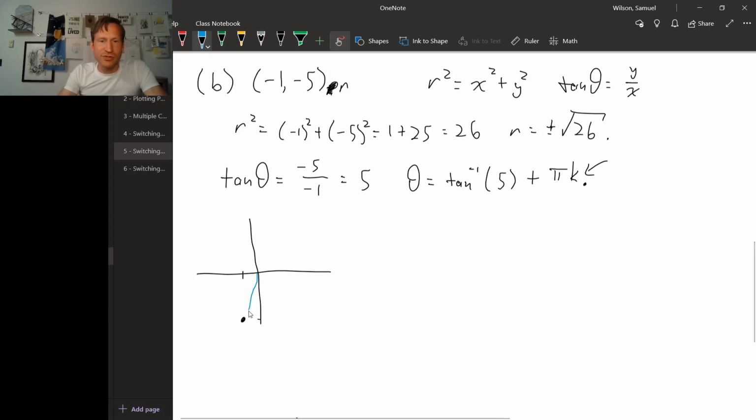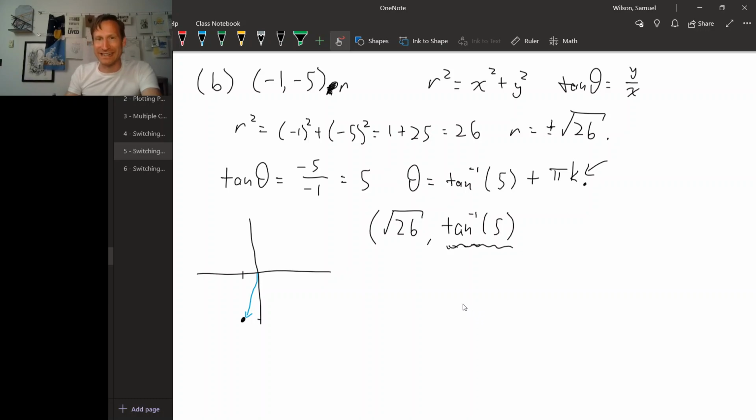So if we choose the positive r value, square root 26, our positive value for r. Well, to figure out, we're going to start with inverse tangent of 5. And then the question is, do we need to add pi to this before we add 2 pi k? To figure that out, we need to know what quadrant inverse tangent of 5 is in. Now remember, inverse tangent gives you an angle from minus pi over 2 to plus pi over 2. That's the range of inverse tangent. So the angle that inverse tangent gives us must have the same slope as this blue line, but it has to be in the right half plane.